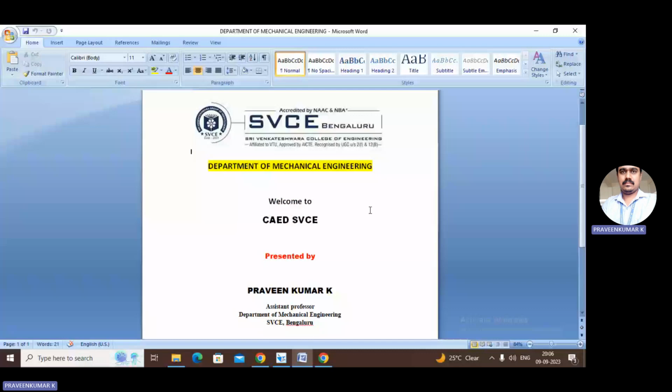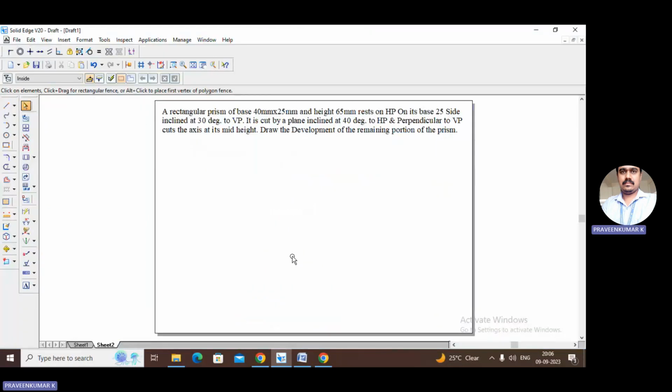Let us see problem on lateral surface development. So I'm taking this problem. A rectangular prism of base 40 mm by 25 mm and height 65 mm rests on HP on one of its base, 25 mm side inclined at 30 degree to VP. It is cut by a plane inclined at 40 degree to HP and perpendicular to VP, cuts the axis at its mid-height. Draw the development of the remaining portion of the prism.